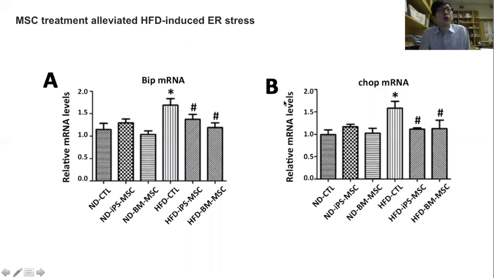Next, we show that using these cells will also alleviate high-fat diet-induced ER stress. And as you can see, the ER stress markers BiP and also CHOP were reduced in high-fat diet animals treated with either iPS stem cells or bone marrow-derived mesenchymal stem cells.